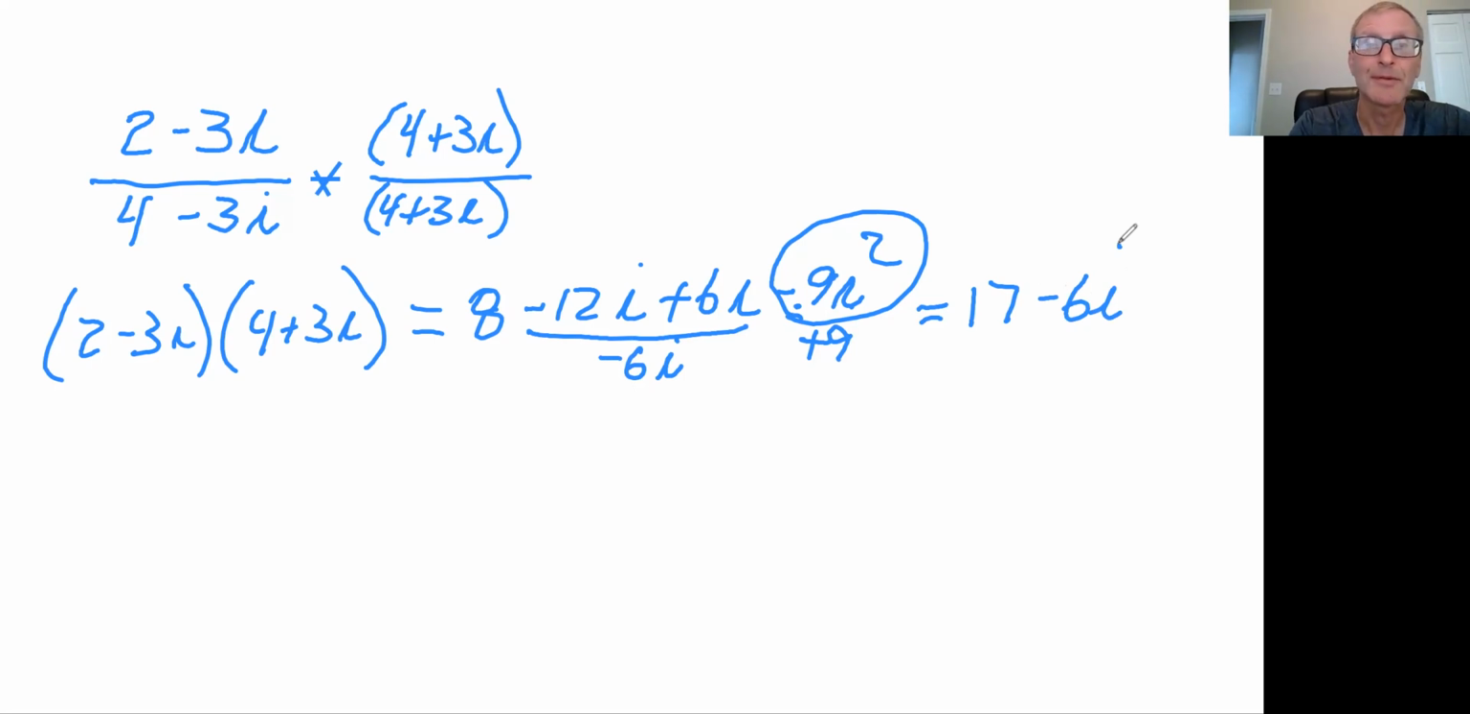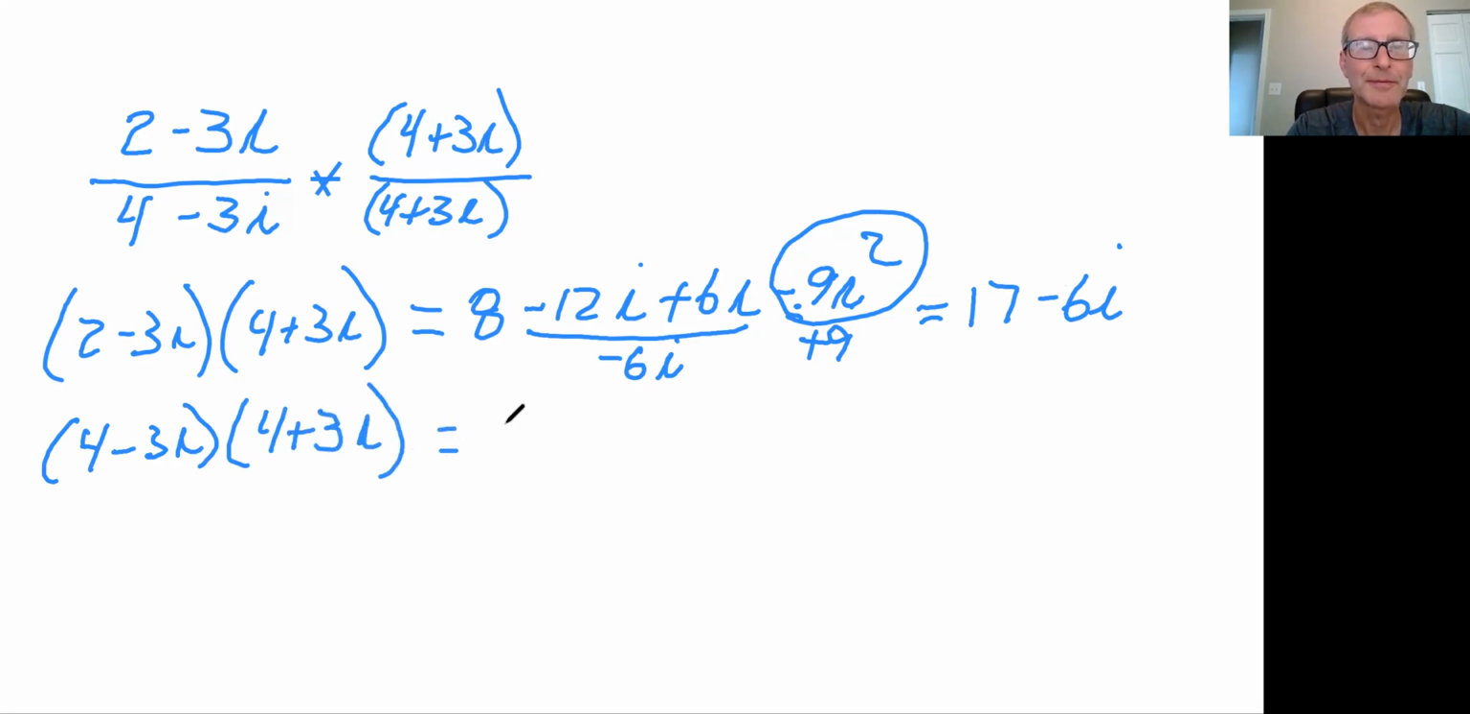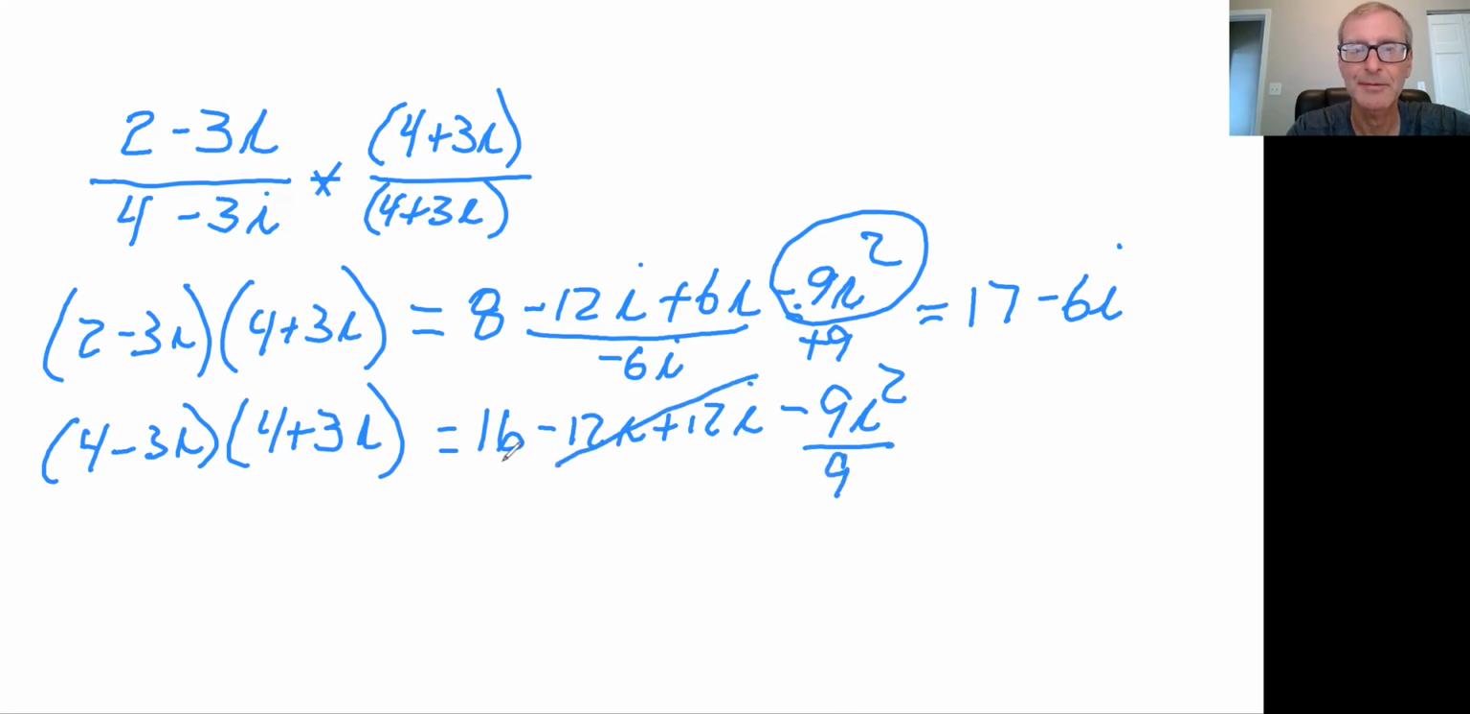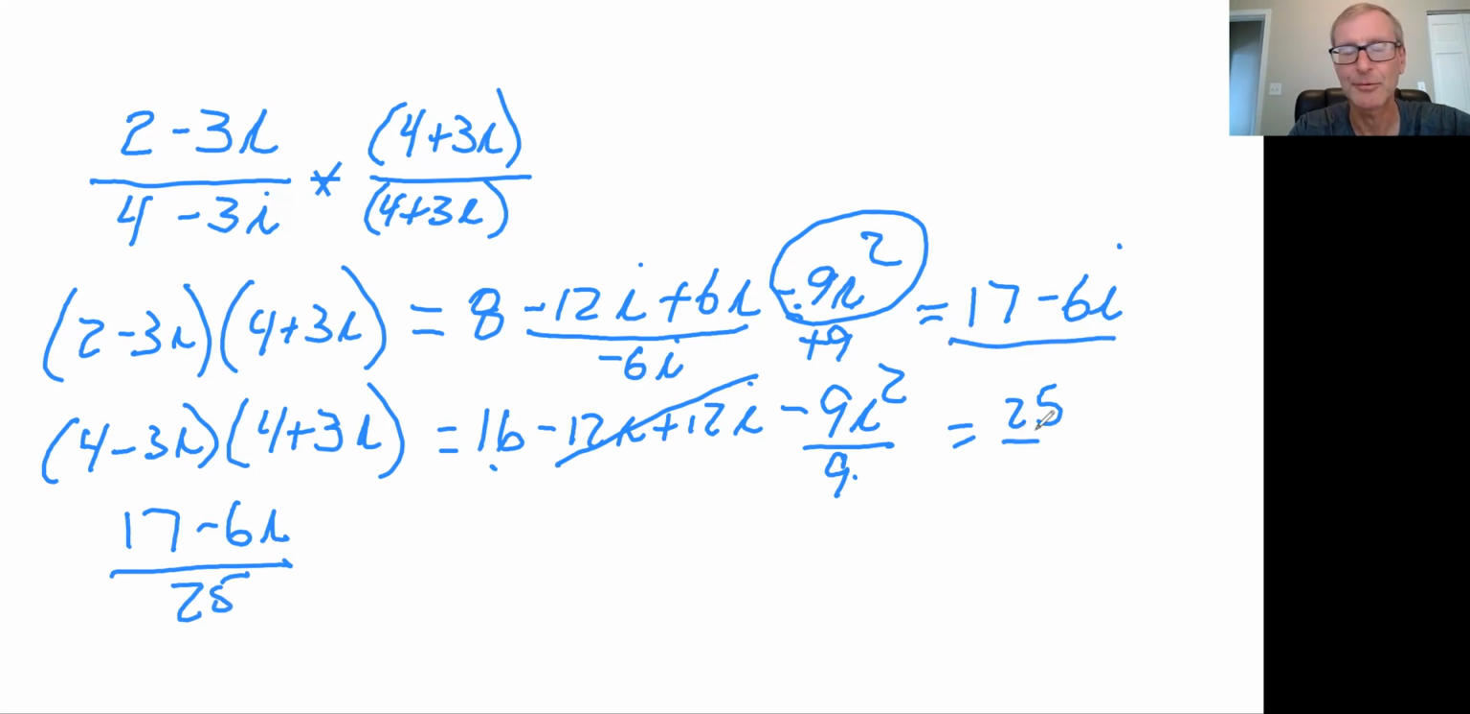Cool. So the next step would be the 4 minus 3i times 4 plus 3i. And when you multiply those together, you get 4 times 4 is 16. Then you get minus 12i plus 12i. And then you again get minus 9i squared. So this would be plus 9. These cancel. 16 and 9 is 25. So the way that this looks would be divided by 25. So here's our new numerator, and here's our new denominator.